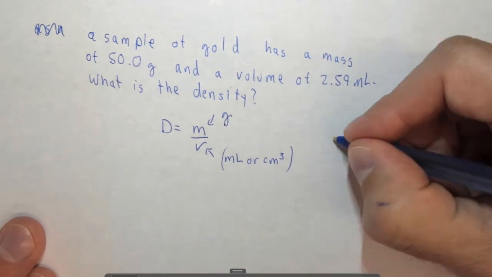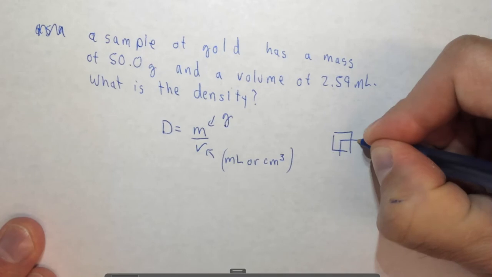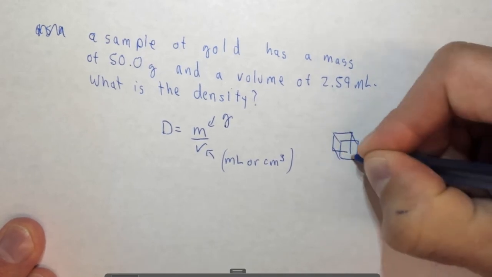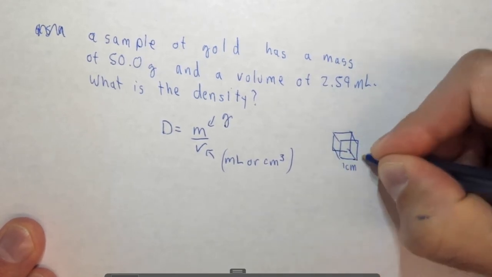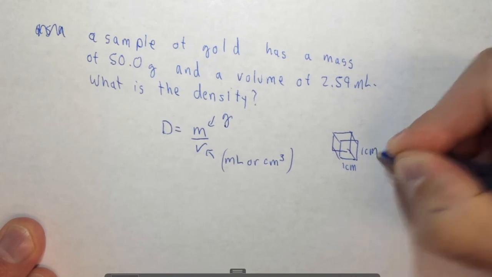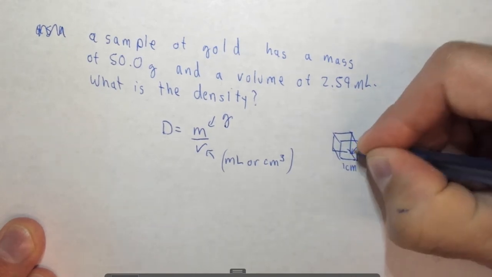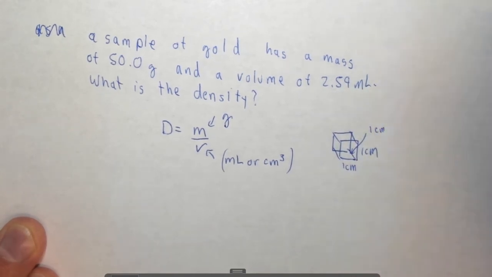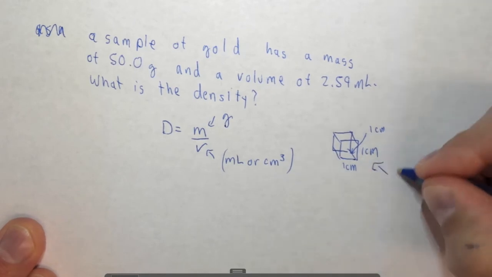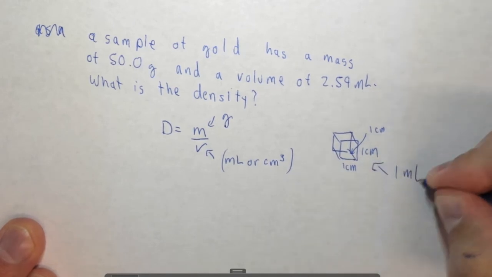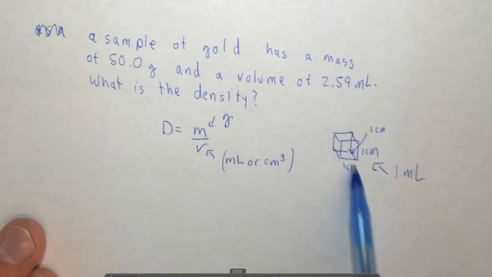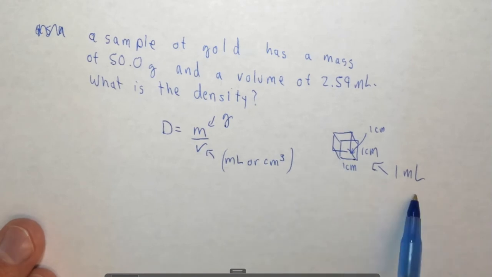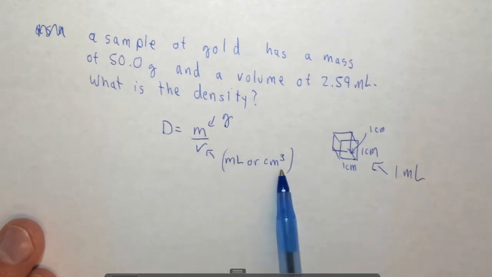As I mentioned before, if you have a cube that's 1 centimeter by 1 centimeter by, it's hard to see here, but this back 1 centimeter, then this holds 1 milliliter of volume. So 1 centimeter cube is a milliliter. So sometimes your units are in milliliters, sometimes they're in centimeters cubed.